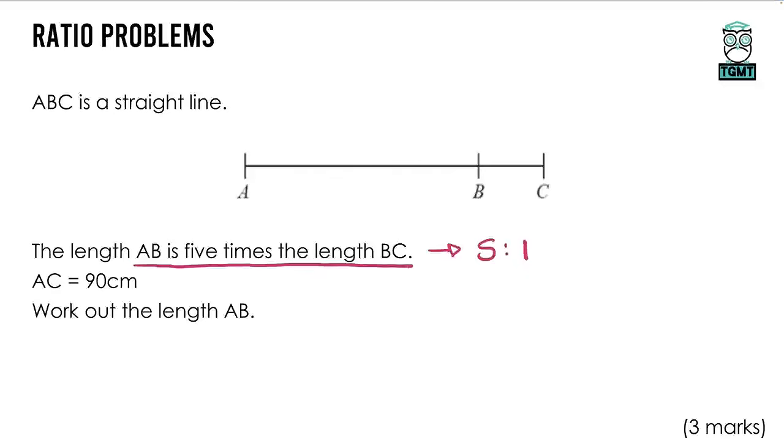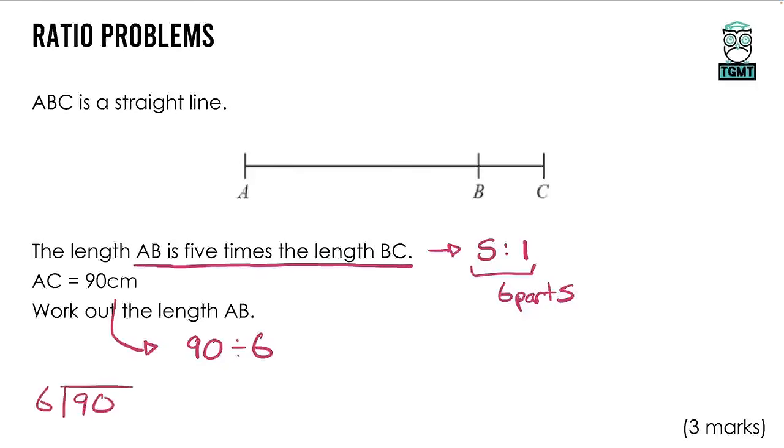Now the full length is 90. If it only gave us the B to C, that would be the 1 part. If it gave us the A to B, that would be the 5 parts, but this has given us the overall distance. So in total, we have 6 parts in this ratio. So we want to share 90 centimetres in 6 parts. We want to be careful when we actually work out this division, so we might want to do a little bit of bus-stop division to the side for this one. So 90 divided by 6. 6 goes into 9 once, remainder 3. It goes into 30 5 times. So each part is equal to 15.